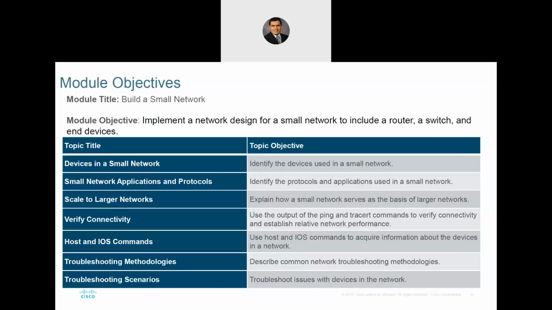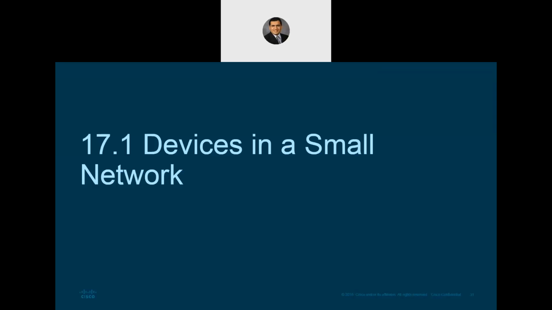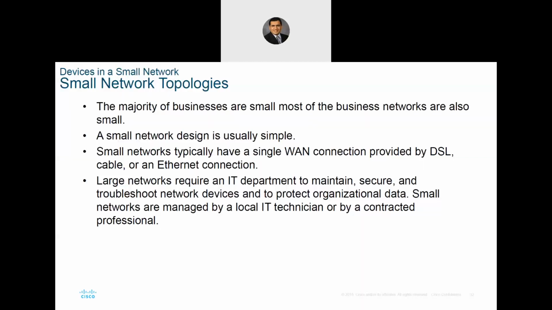So we'll be looking at some of the devices in the small network, network applications and protocols, scale to larger networks. How does a small network allow it to be scaled up as the company progresses and becomes bigger? Verify connectivity, some of the iOS commands, troubleshooting methodologies, and scenarios. Okay. So devices in a small network.